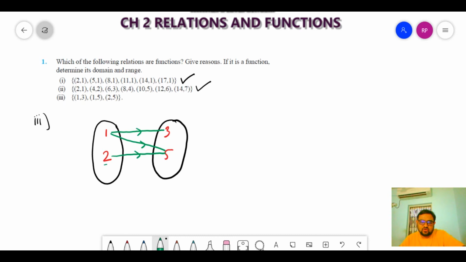See, 2 is having only one image, but 1 is having two images, right? According to the definition of function, it must have only one image, but 1 is having two images here, so this is not a function. Since it is not a function, no need to write down the domain and the range. Clear? So just note down the third part of question 1.